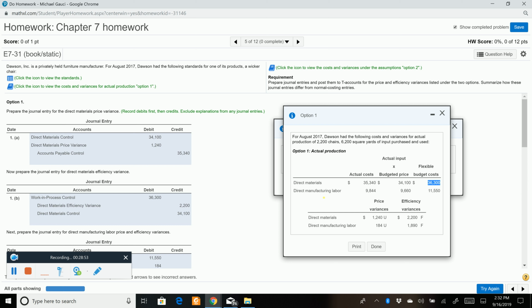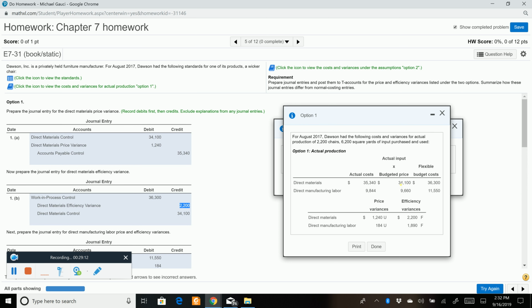36,300. But how much direct materials came over? You can see the 34,100. The difference between the two is the efficiency variance. And you can see this efficiency variance is a favorable variance. It's got a credit balance.